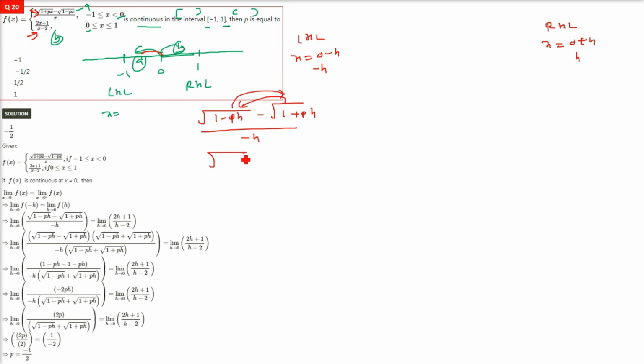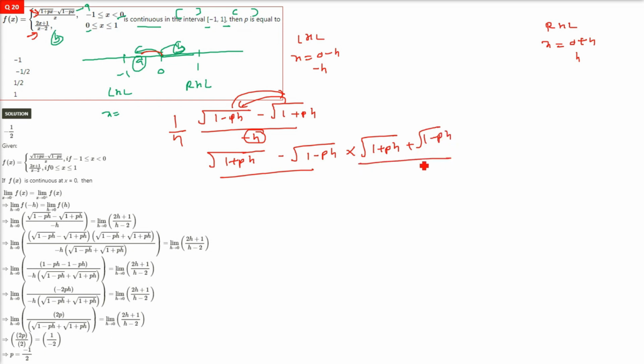So we have 1 plus ph minus under root 1 minus ph. This has been done to remove the negative in the denominator, right? Okay, so we'll deal with this h later. We just have to rationalize this. Under root 1 plus ph plus under root 1 minus ph, this we have to multiply in the numerator and denominator.